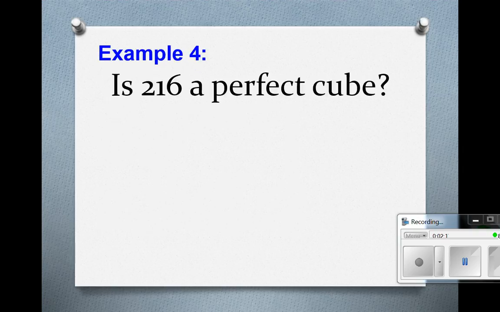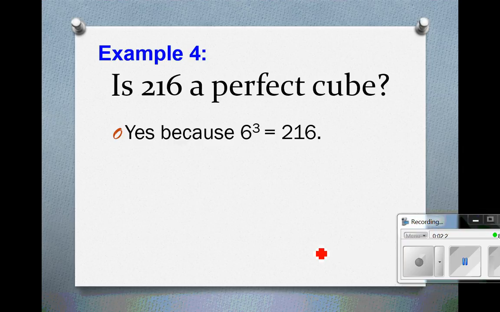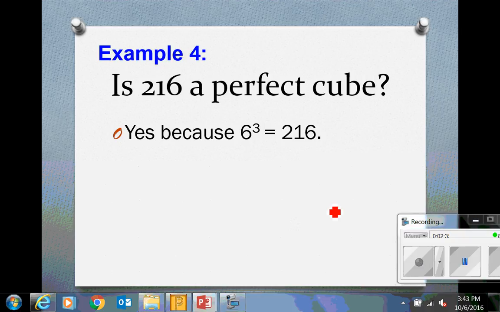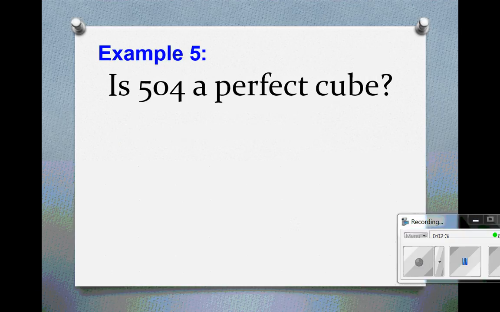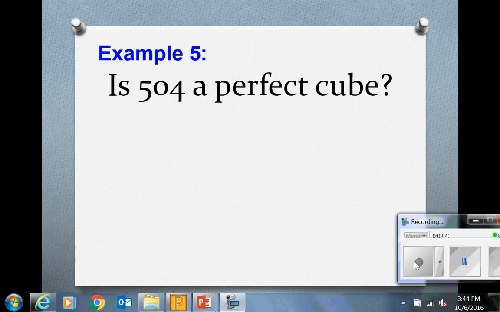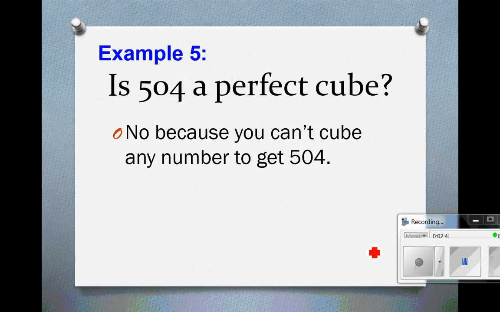Example 4. Now we have a question. Is 216 a perfect cube? 216 is a perfect cube because 6 to the third power is 216. Here is example 5. Is 504 a perfect cube? 504 is not on your perfect cubes table, so you would say no, because you can't cube any number to get 504.